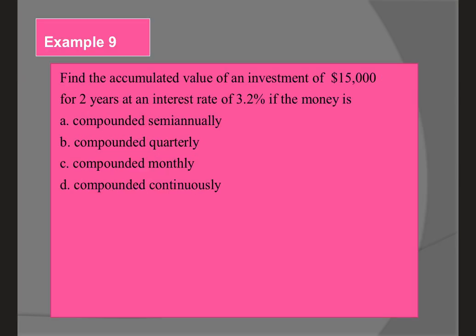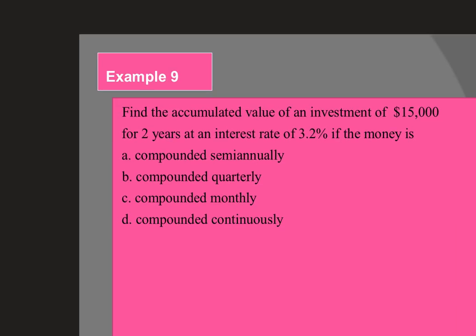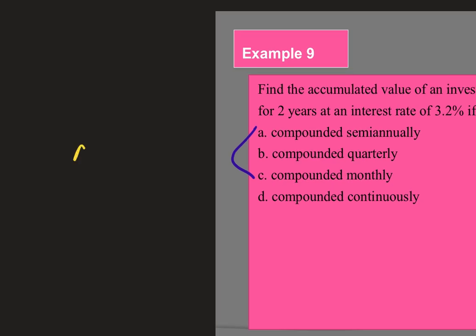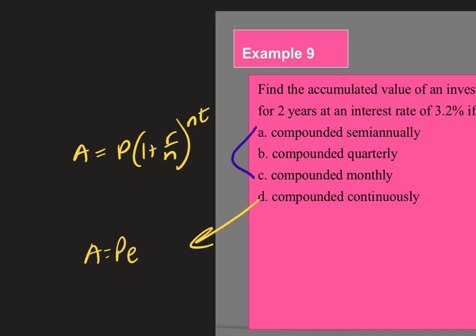When you see a question like this, it says, find the accumulated value of an investment of $15,000 for 2 years at an interest rate of 3.2% if the money is compounded, and those are 4 different questions: semi-annually, quarterly, monthly, continuously. But they all share the information at the top. So for A, B, and C, I'm going to use P times (1 plus r over n) to the nt. And for D, we're going to use Pert, P times e to the rt.